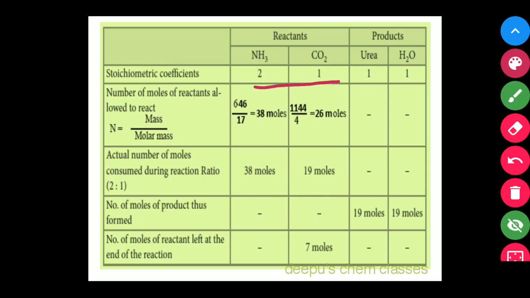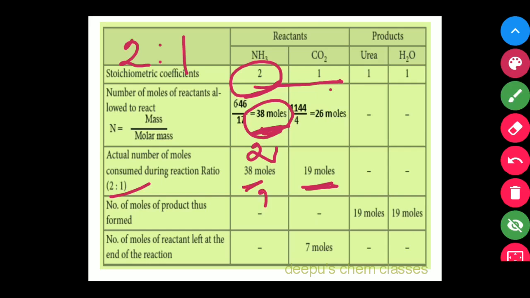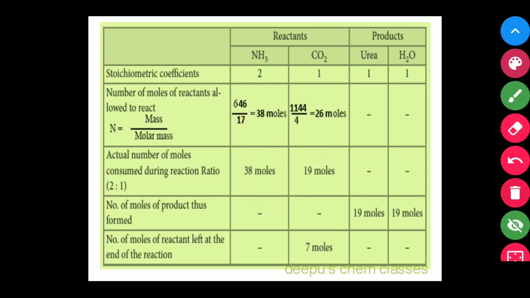According to the balanced equation, 2 moles of ammonia can react with 1 mole of carbon dioxide. That is, they react in the ratio 2:1. 2 moles, that is the ratio 2. We consider it as 38 moles. Then half of that is 1 mole. So from 38 moles, what is half of that? 19 moles. If 2 ratio is 38, half of that is 19 moles, which is considered to be 1. So it is 2:1. So 19 moles of carbon dioxide can be reacted.